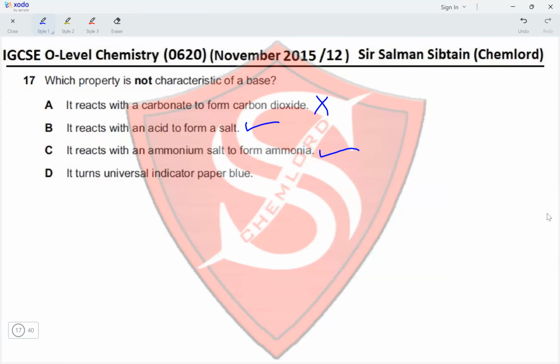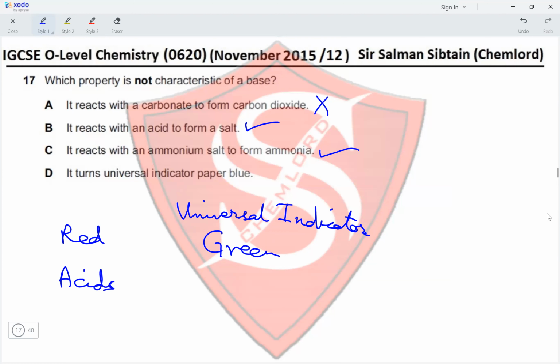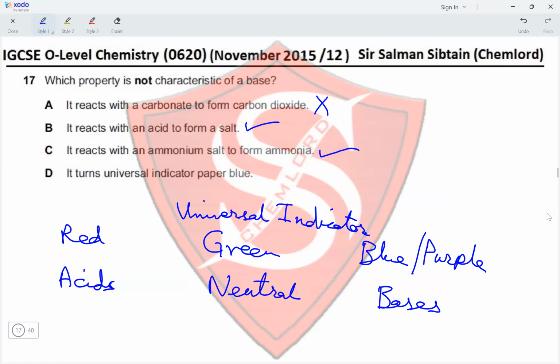It turns universal indicator paper blue. So for universal indicator, we have the red color representing acids, the green color representing neutral solutions, and blue or purple color representing bases. So it turns universal indicator blue. A base would turn universal indicator either blue or purple, so this statement is also true for bases. Therefore, the correct option for this question is option A.